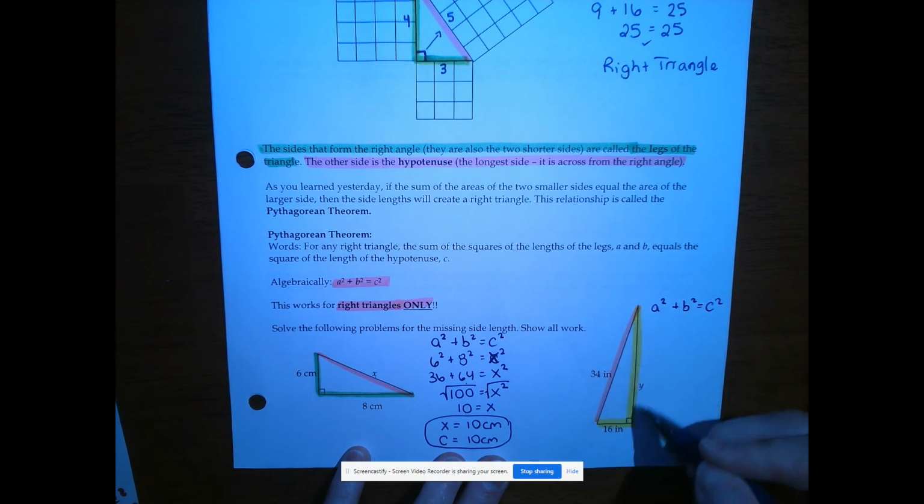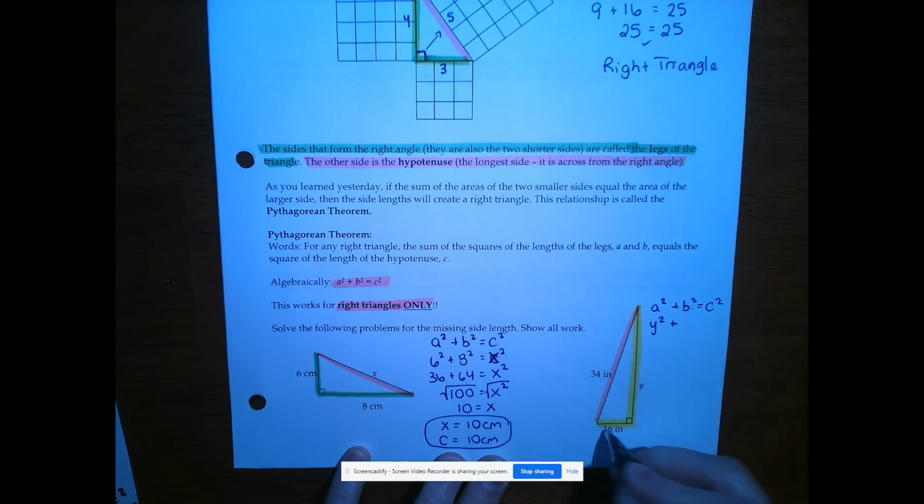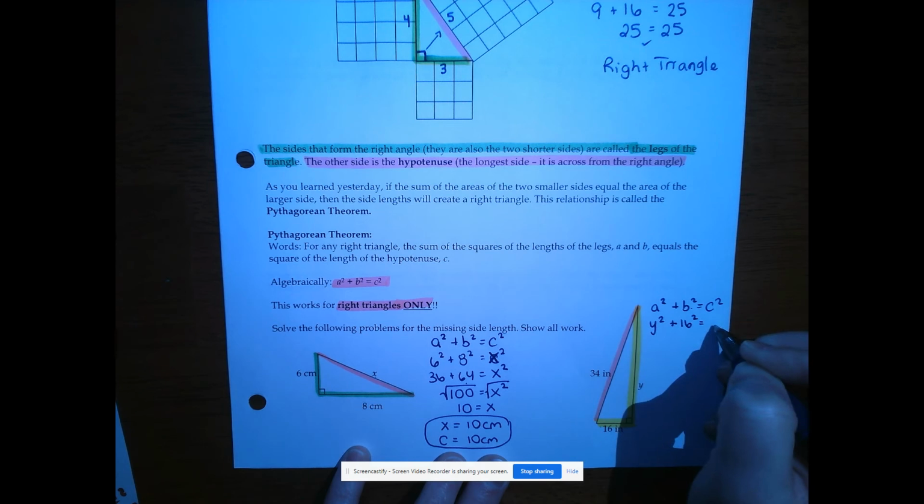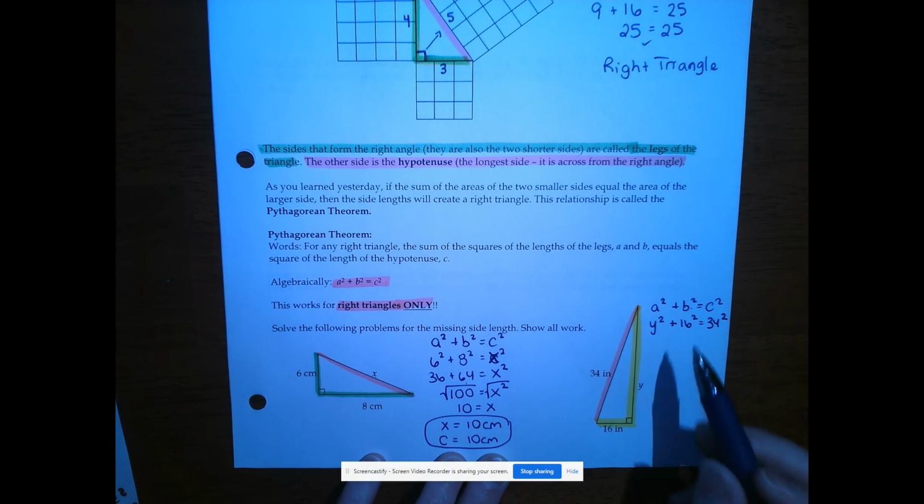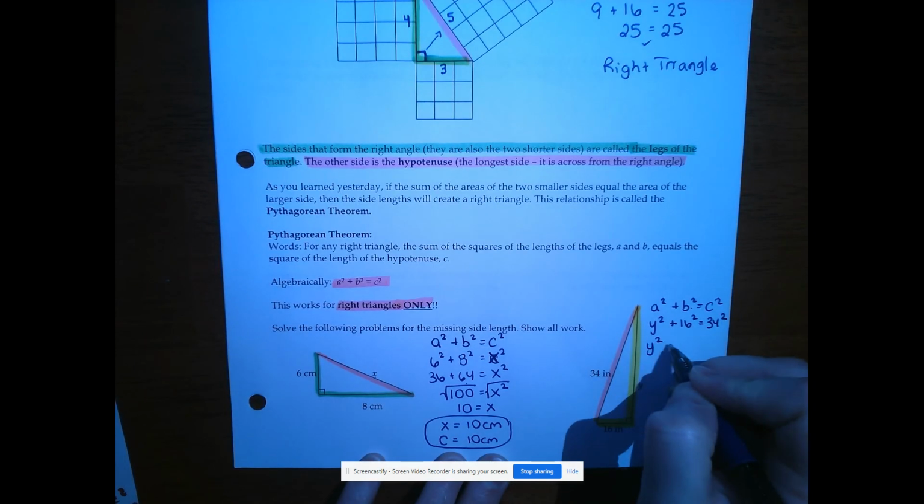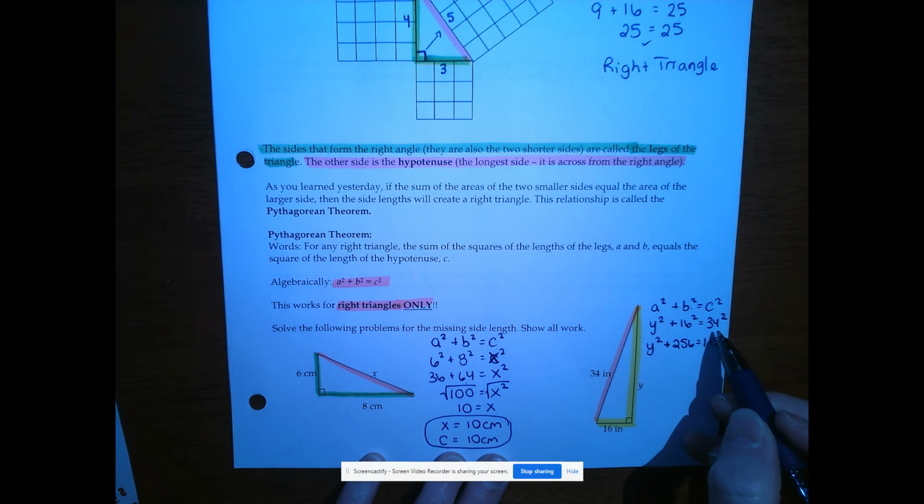One of the short sides is the y, so we can say y squared plus the other short side, 16 squared, equals. Now this time we have the hypotenuse, it's 34. So equals 34 squared. We have to make sure that the one that's missing is a leg, so the one that's missing here is either a or b. So y squared plus, now 16 squared is 256 equals, and 34 squared is 1,156. You could do 34 times 34 to get that number.